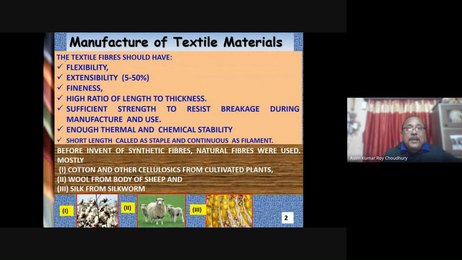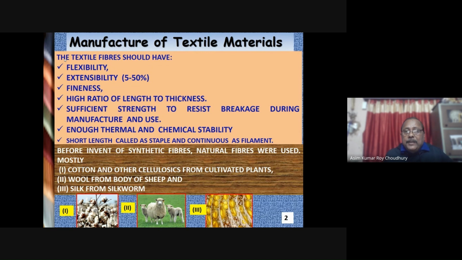So, manufacture of textile materials. For making textile fibers, it should have certain criteria like good flexibility, extensibility as low as 5% or 50% as per requirement. It should be very fine. The fiber should have a very high length to thickness ratio, sufficient strength to resist breakage during manufacture and use, and enough thermal and chemical stability. Fibers may be of short length, called staple, or continuous, known as filaments.